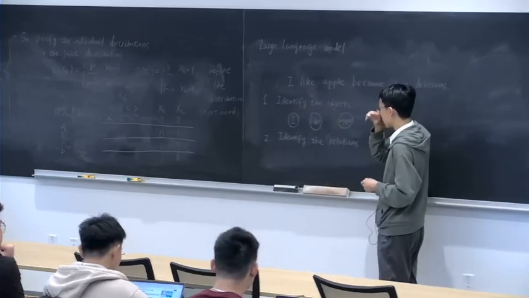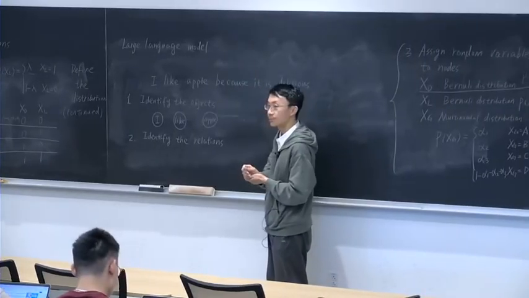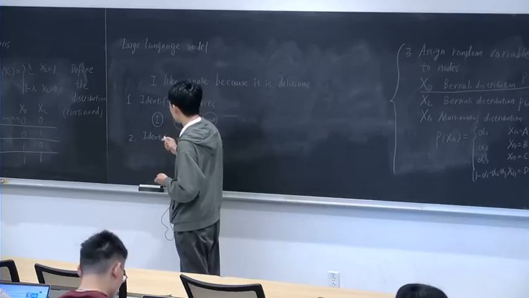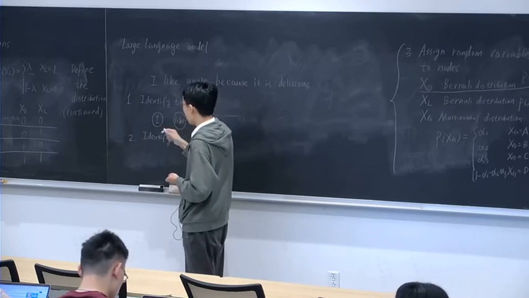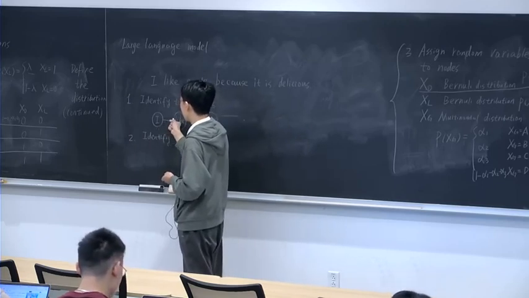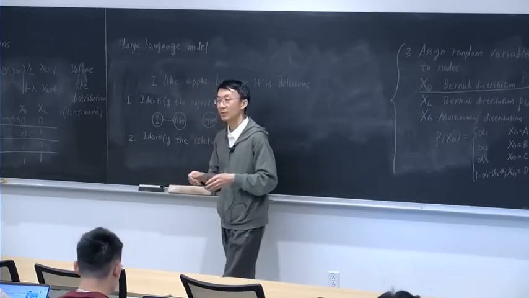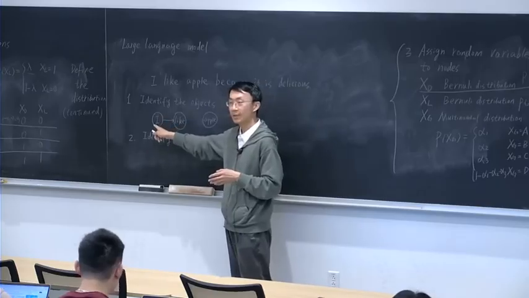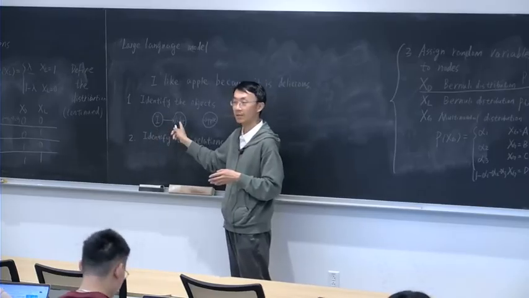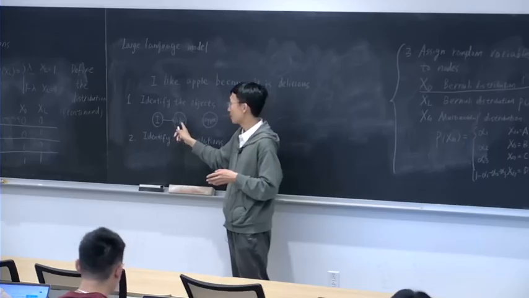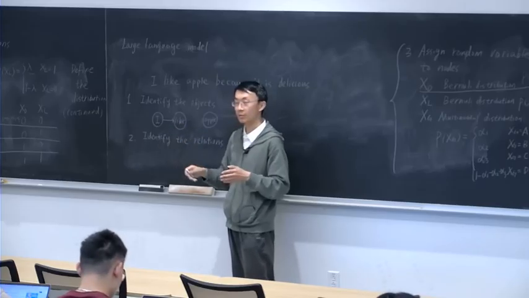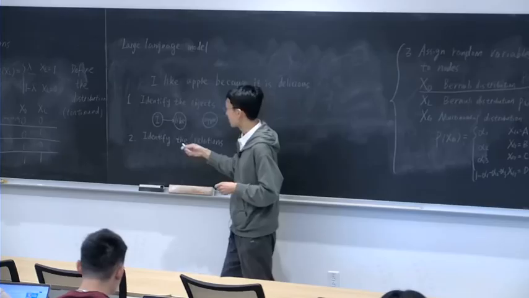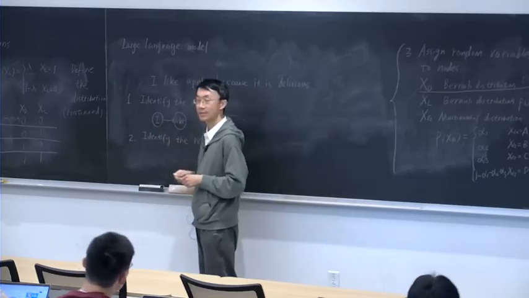Identify the relations between these nodes. So let's say for the second word, it depends on the first one, right? When we are writing a sentence, we write it from left to right. We first write the first word, then after that, we write down the second word. And when we are writing down the second word, of course, we need to look at the first word to determine what we should write for the next word. So in that sense, "like" depends on "I", right?